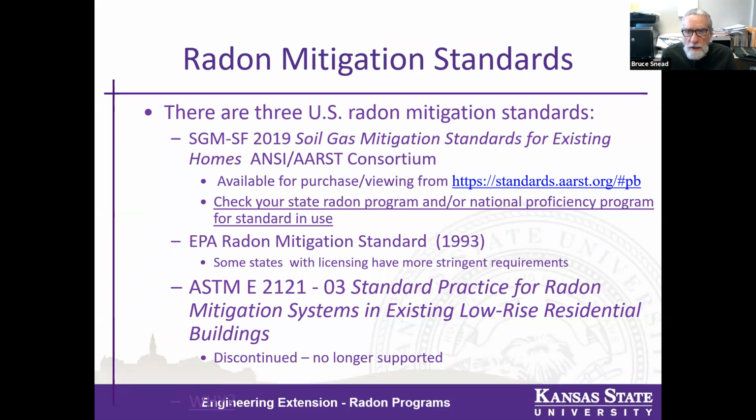So how do we evaluate and inspect radon mitigation systems? What references do we use? And there are three U.S. radon mitigation standards that I want to touch on briefly. The first and most recent and current is the soil gas mitigation standard produced by the ANSI-AARST Consortium. The website where it is available for free viewing or for purchase is there in the slide. And it's always important to check your state radon program or your local jurisdiction or the National Proficiency Program for what standard is going to be in use.